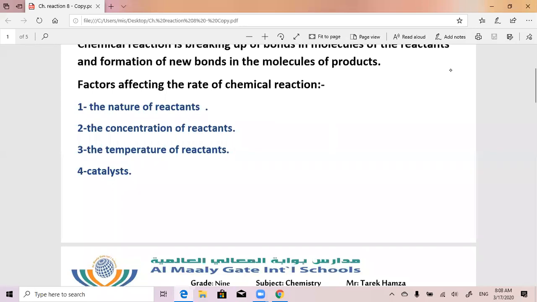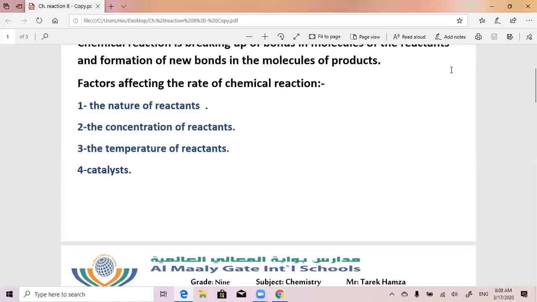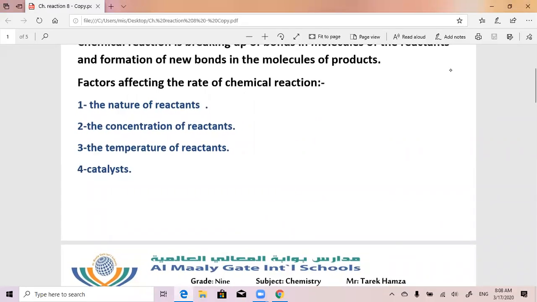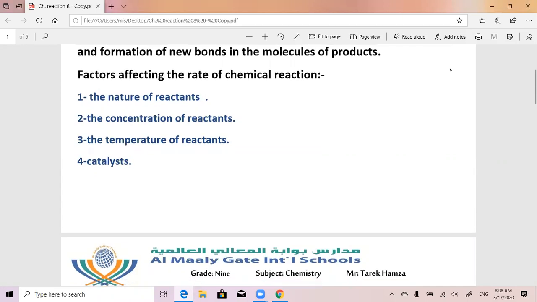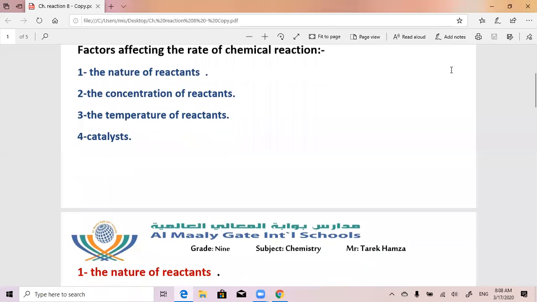يبقى عندنا أول حاجة nature of reactant، طبيعة المواد المتفاعلة الداخلة في إيه؟ في التفاعل. Okay. Number 2, the concentration of reactant. كمية تركيز المواد المتفاعلة داخل التفاعل. The temperature of reactants اللي هي ايه؟ درجة حرارة التفاعل ذات نفسها.